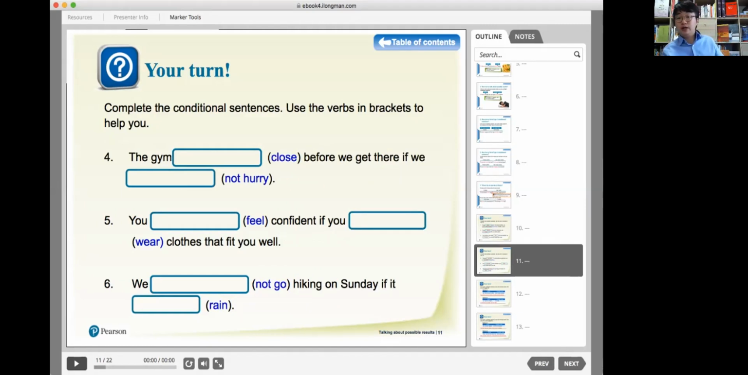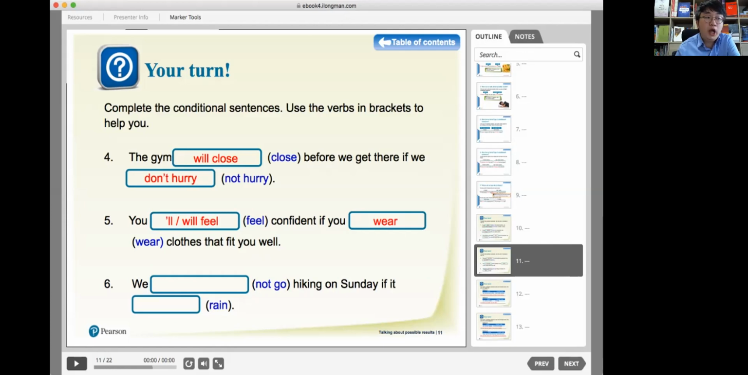Time is up. Now let's check the answers together. Number 4, the gym will close before we get there if we don't hurry. Note that the if clause now is at the end of the sentence, not at the beginning. So the main clause comes first. We use future tense in the main clause and simple present tense in the if clause. Number 5, you will feel confident if you wear clothes that fit you well.